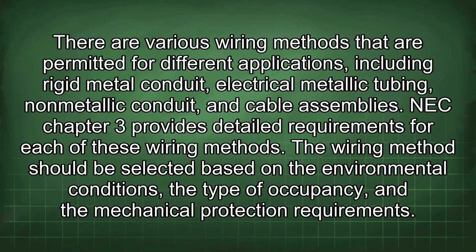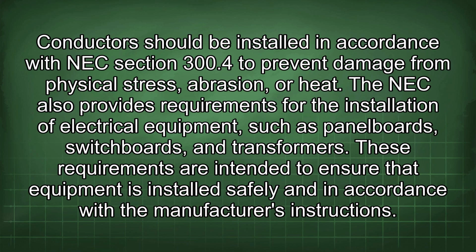Wiring methods are also addressed in the NEC. There are various wiring methods that are permitted for different applications, including rigid metal conduit, electrical metallic tubing, non-metallic conduit, and cable assemblies. NEC Chapter 3 provides detailed requirements for each of these wiring methods. The wiring method should be selected based on the environmental conditions, the type of occupancy, and the mechanical protection requirements. Conductors should be installed in accordance with NEC Section 300.4 to prevent damage from physical stress, abrasion, or heat.